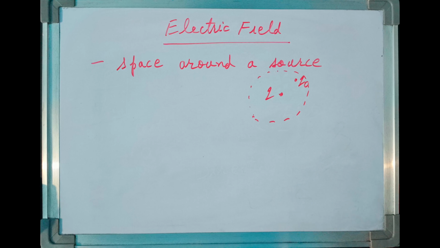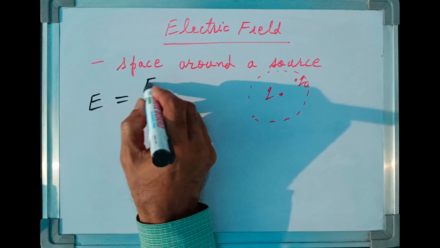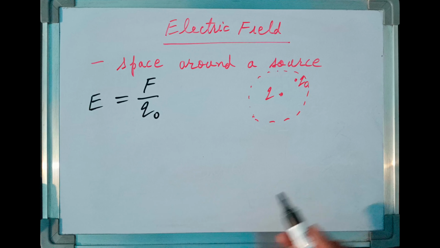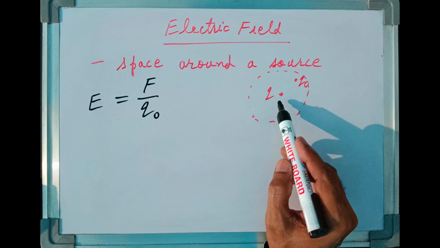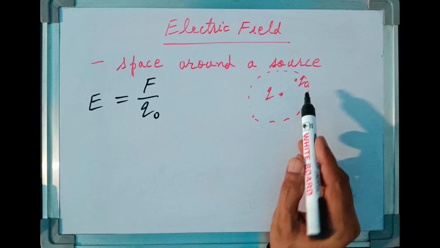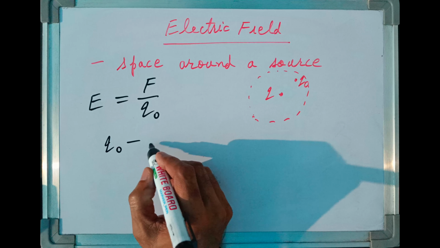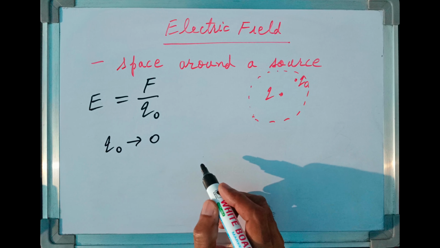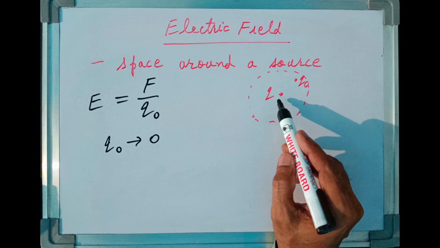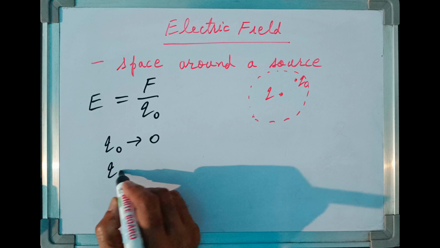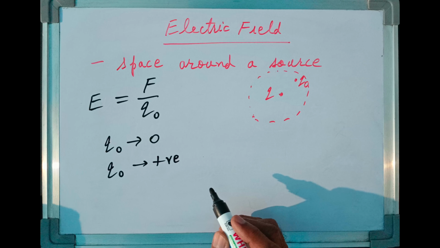In order to define intensity of electric field at a point, we write E is equal to F divided by Q naught. Means if F is the force experienced by test charge Q naught due to this source charge, if I divide this force by test charge, it will give us force per unit test charge. The condition is test charge must be very small. It must approach zero. Means its presence must not affect the position of source charge. Second condition is Q naught must be positive in nature. Test charge is always taken as positive. So this is the definition of electric field.